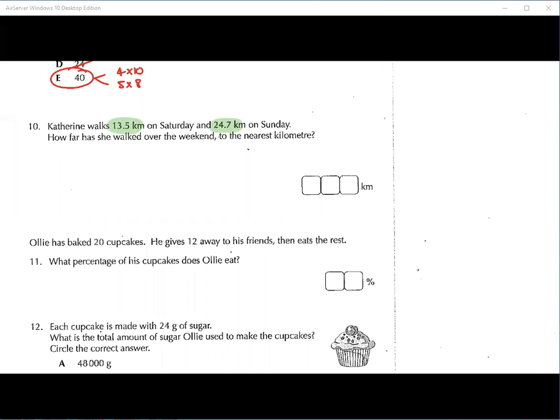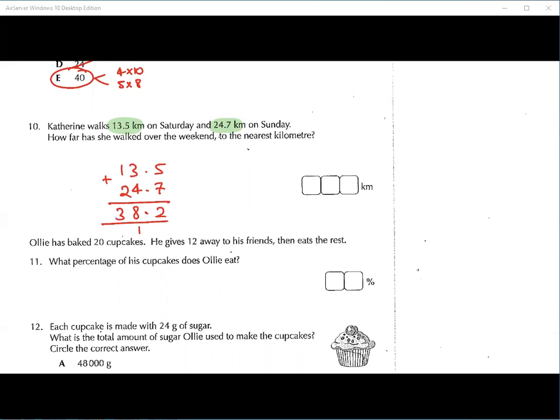Add them. Oh, you add them? Okay, go on. Let's add them first. One. And I got 38.2. So 13.5 add 24.7. That gives you 38.2, yes?